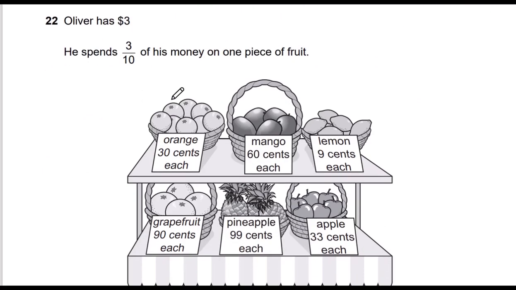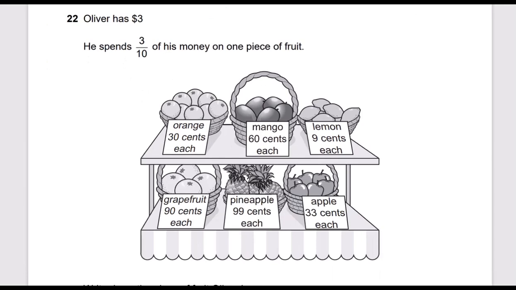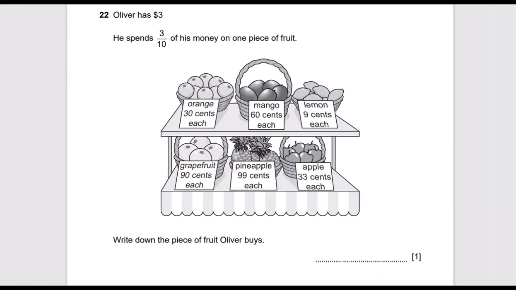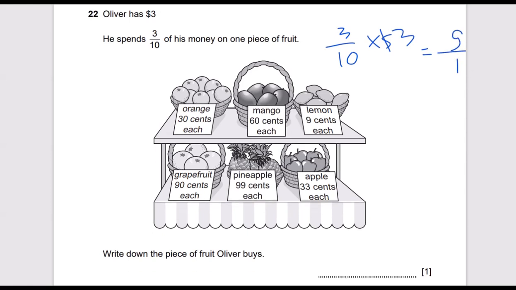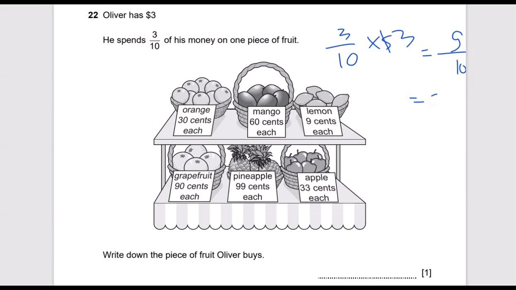Next, number 22. Oliver has $3. He spends 3 over 10 of his money on a piece of fruit. Write down the piece of fruit Oliver buys. So 3 over 10 of $3 is 9 over 10. 9 over 10 is $0.9, which is the price of one piece of fruit. $0.9 is 90 cents, guys. So 90 cents.